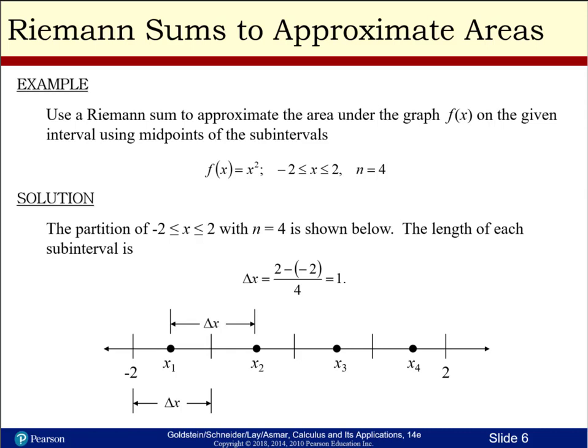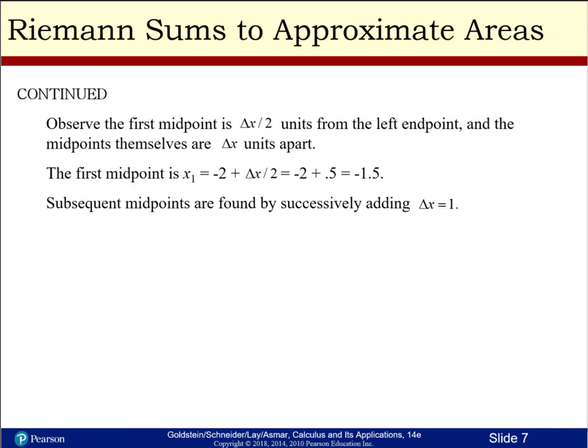And so if that length is 1, like this would be a 0 here and this would be a 1, so in between would be those half marks. Observe that the first midpoint is delta x over 2 units from the left endpoint, and the midpoints themselves are delta x units apart. Meaning it's on the half, so just add 1 to get to the others. The first midpoint is x1 equals -2 plus delta x over 2, so that would be -2 plus 0.5, or -1.5. The subsequent midpoints are found by adding delta x equals 1. So here are our midpoints.